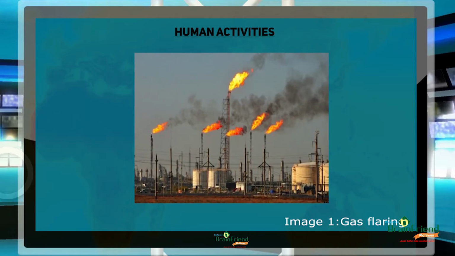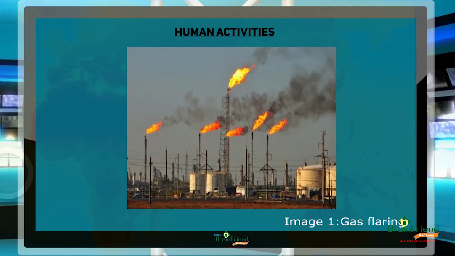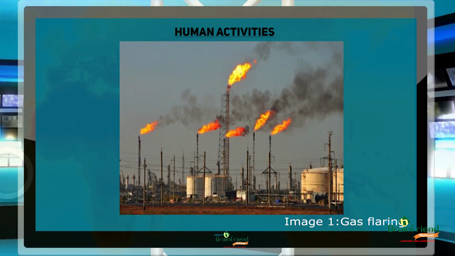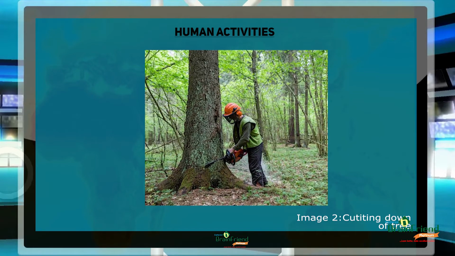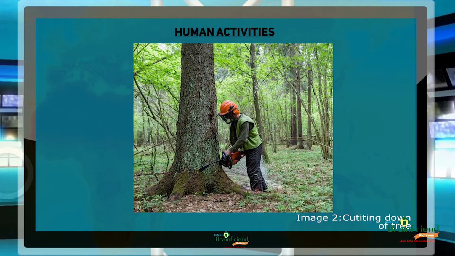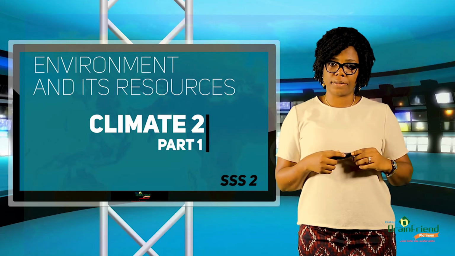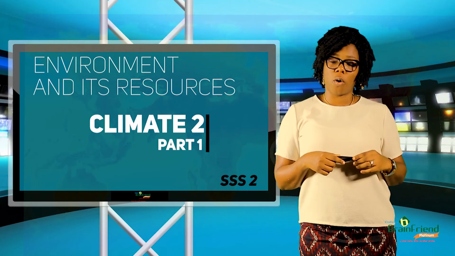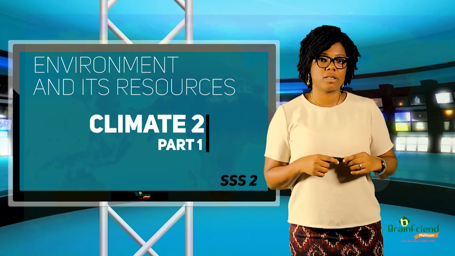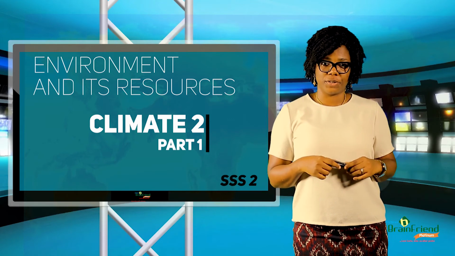The first image shows a gas flaring site. This causes an increase in carbon dioxide concentration in the atmosphere as a result of the carbon that is emitted into the atmosphere. Secondly, the cutting down of trees, or deforestation, has led to an increase in the concentration of carbon dioxide in the atmosphere. This has affected the climatic condition of regions. Trees serve as traps for carbon dioxide, and when they are cut down, they give out carbon dioxide back into the atmosphere. This has led to changes in climate and weather conditions of regions.